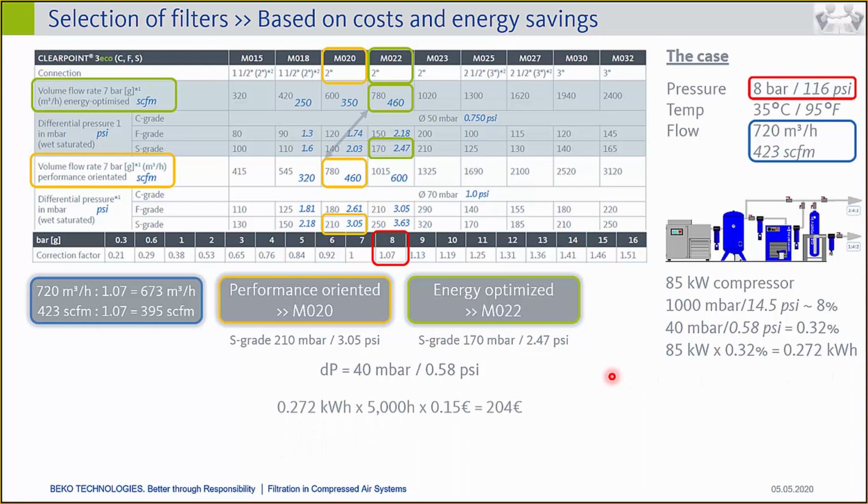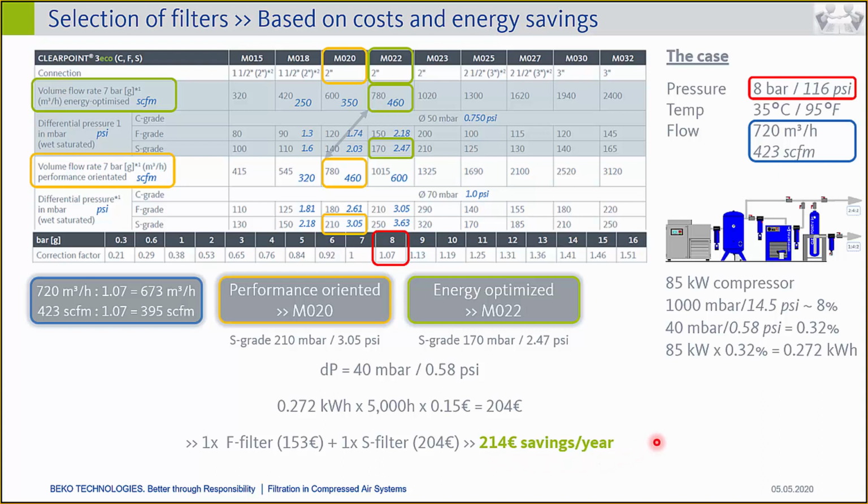So per year, this calculation ends up to 204 euros. And if we now combine the energy consumption of the 1F filter and the 1S filter, we have a saving potential of 214, which is not the same as 204 plus 153, because here the extra price for the bigger filter is already included.